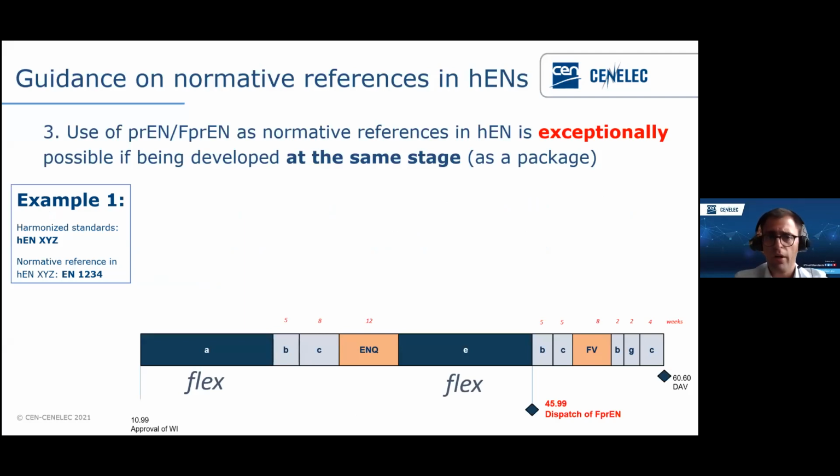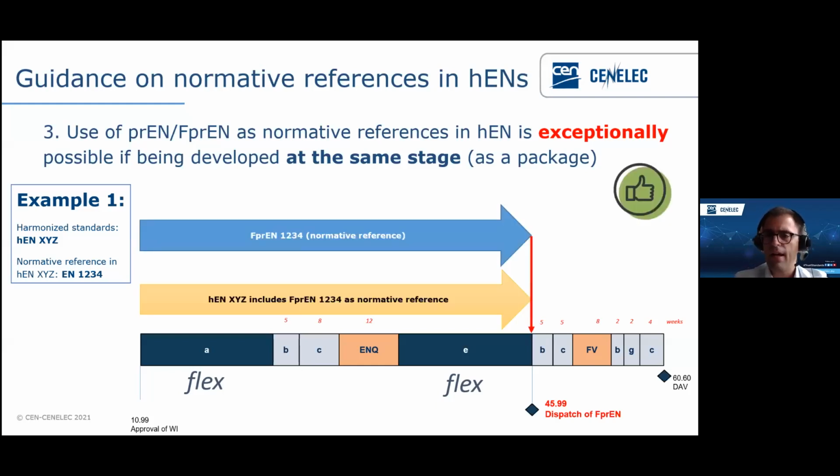I call it example 1, where there is a harmonized standard, which is XYZ, that contains one normative reference, which is EN 1234. And below on the slide, you can see the development stages of a standard in general. The important message I want to give you here is that if they are submitted exactly at the same time, either to CCMC, either to inquiry or to formal vote stage, and if the harmonized standard XYZ includes as normative reference FPREN 1234, this in principle should be acceptable.